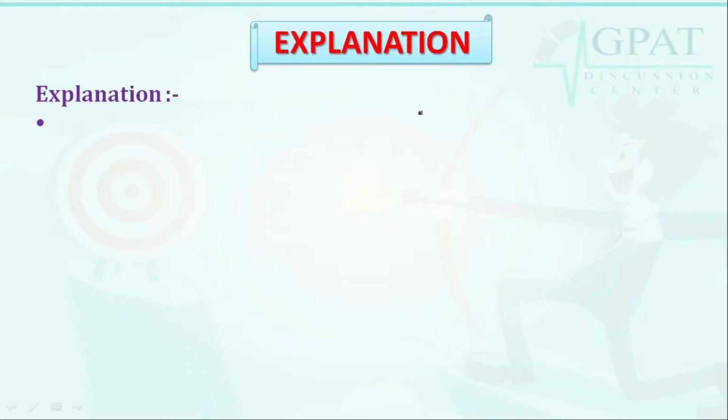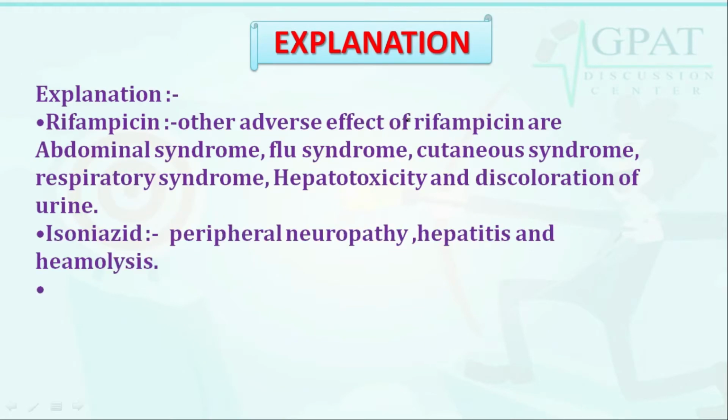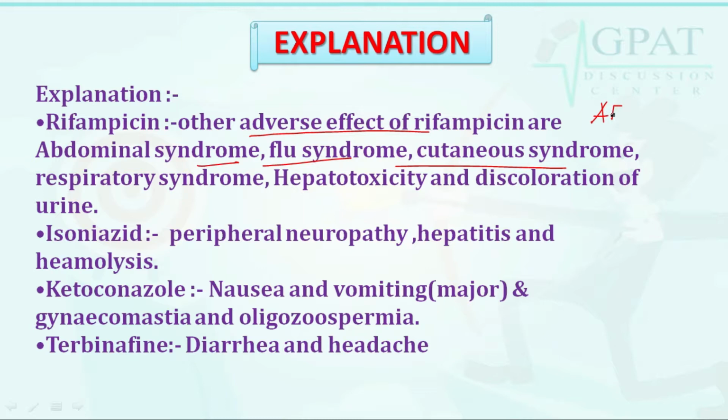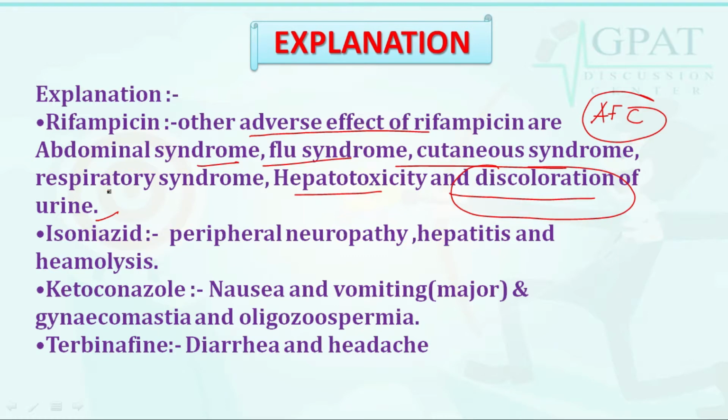So let's discuss with the help of explanation that rifampicin causes abdominal syndrome, flu syndrome, cutaneous syndrome. So just try to note down like this: AFC syndrome is caused by rifampicin. And hepatotoxicity and discoloration of urine are also side effects of rifampicin. Students, sometimes it is also asked which drug shows discoloration in urine. The correct answer is rifampicin.